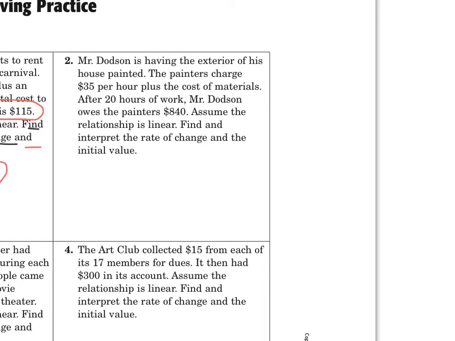So this is perfect. They're telling us that $35 per hour, so that's our rate of change. Our slope is going to be 35 over 1. That's our rate of change. It also tells us that at 20 hours, we owe $840. So this is, in fact, a data point.